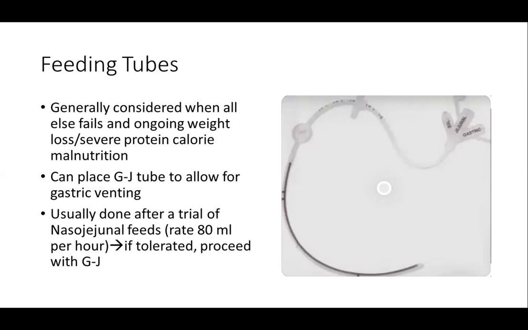We did this more commonly in our fellowship, where we'd actually trial a GJ tube or a nasojejunal tube, where you'd go down either endoscopically or through IR and place the feeding tube in the jejunum and then see if they tolerate it. If they do, then you can do either a surgical or IR GJ tube.